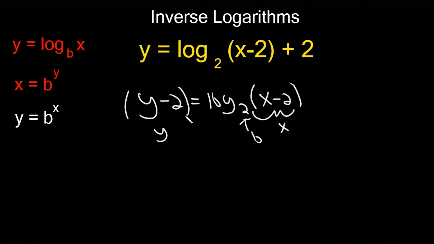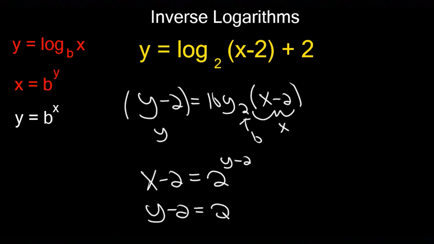So rearranging it now into its exponential form, I'm going to have x minus 2, that's my x, equal to my base, so 2, and then all to the y, and remember my y here is y minus 2. So I get y minus 2. So now I have it in its exponential form. I'm going to go ahead and switch the x and y values. So I'm going to get here y minus 2 equal to 2 to the x minus 2.